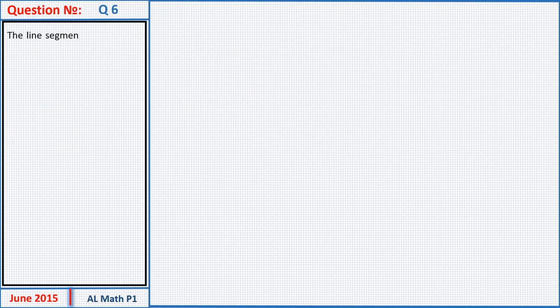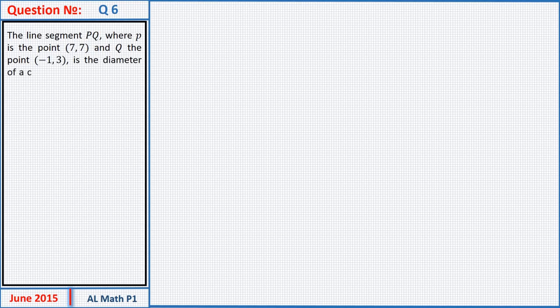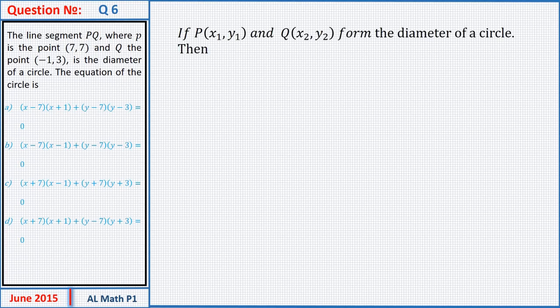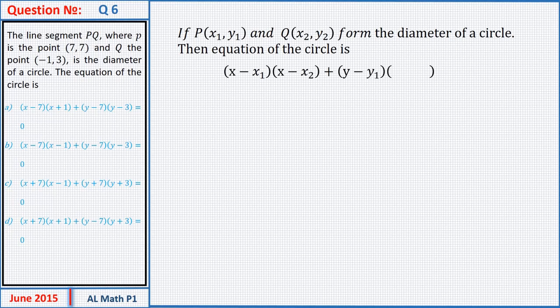Okay, question 6. The line segment PQ, where P is the point 7, 7 and Q is the point negative 1, 3, is the diameter of the circle. Then the equation of the circle is, we know the different answers. So if we have P to be x1, y1, and Q to be x2, y2, which forms the diameter of the circle, then the equation of the circle will be given by x minus x1 times x minus x2 plus y minus y1 times y minus y2 equals 0.